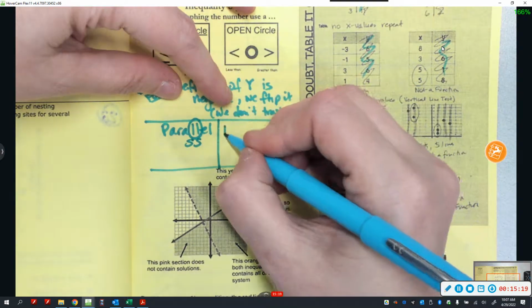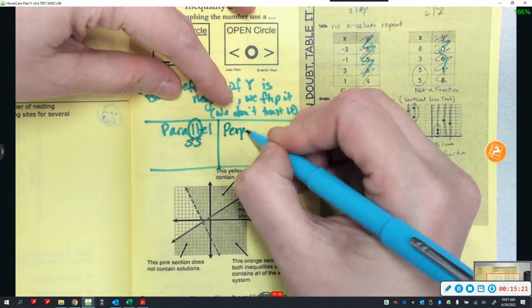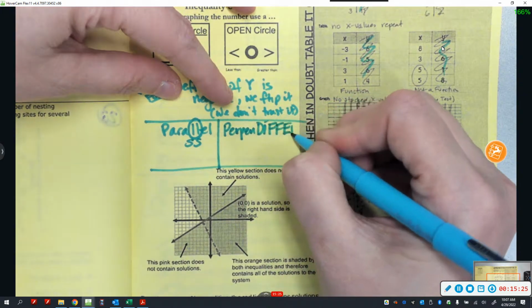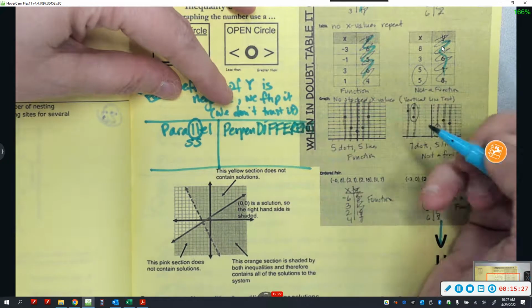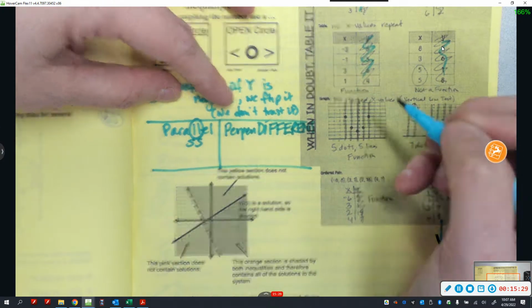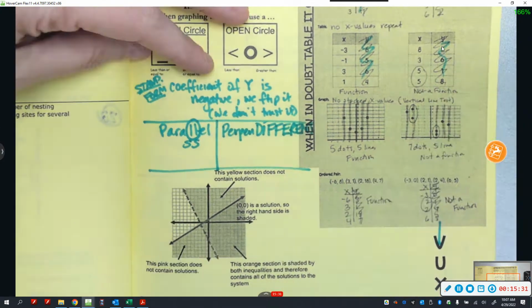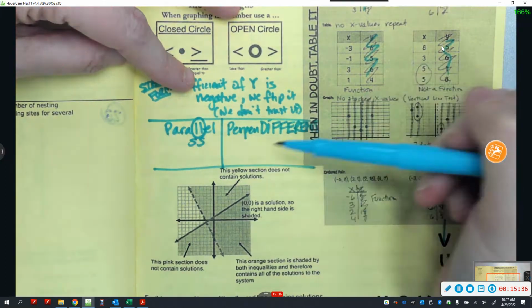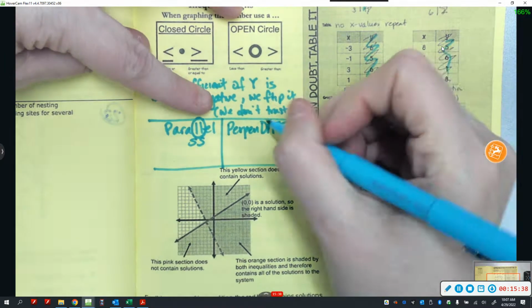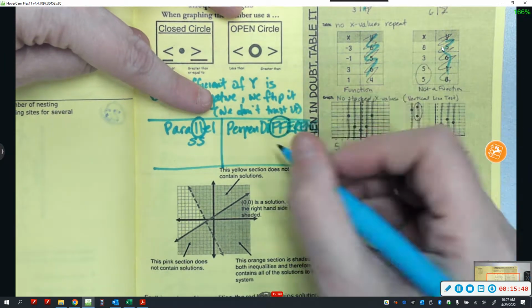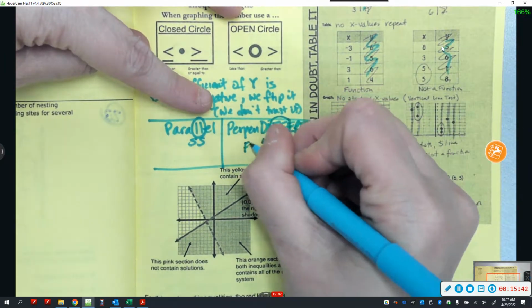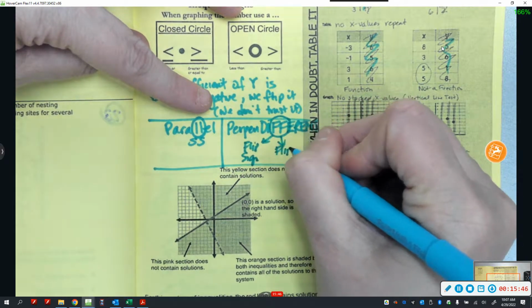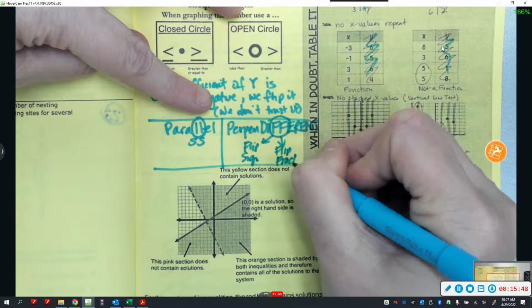Okay, when you see perpendicular, I want you to think "perpendifferent." I know it's dumb, but go with it. Perpendicular, perpendifferent. That means with parallel, the slope's the same. With perpendifferent, the slope is different. And I've got these two F's in the middle of perpendifferent. One means flip the sign. The other means flip the fraction.